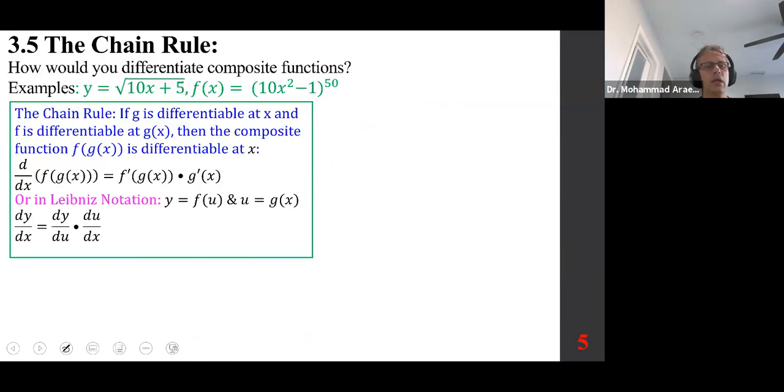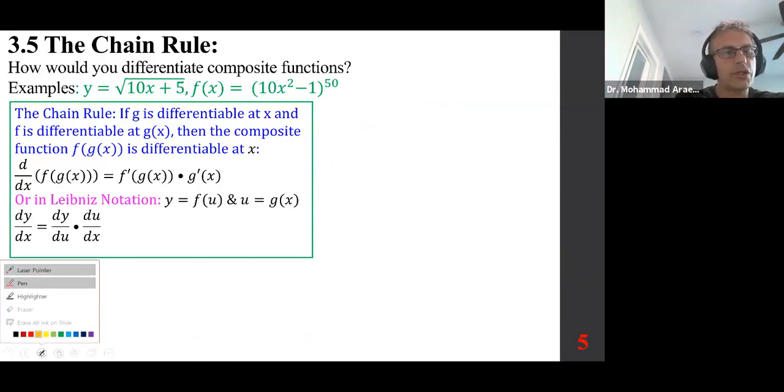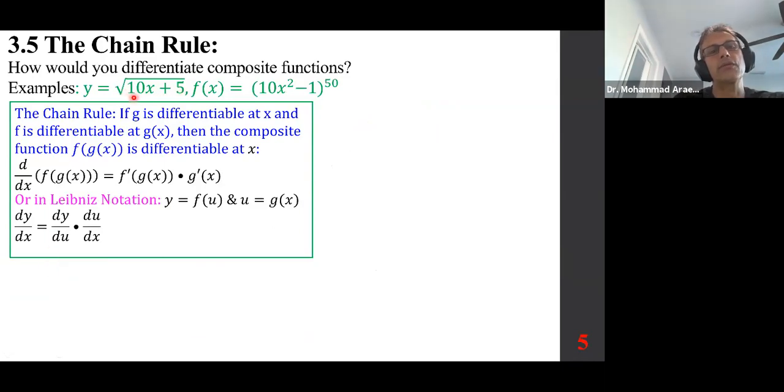Then we looked at the concept as to why we need the chain rule for cases such as square root of 10x plus 5 or 10x squared minus 1 to the power of 50. And there are two ways to write that. If we have f of g of x, we differentiate the outer piece, f prime of g of x, by the chain rule. We multiply by g prime. In Leibniz notation, dy dx is dy du times du dx.